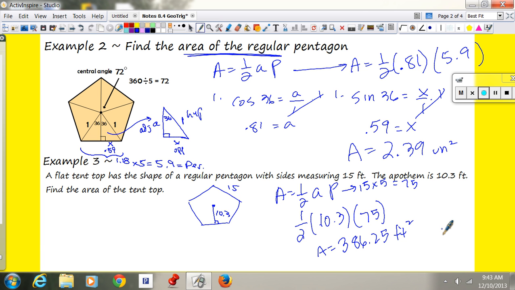So this time they made it a lot easier. They gave us the apothem. They gave us a side so we could find the perimeter quickly. This 15 was a side, you just multiply by 5 to get the perimeter. And they gave you the apothem of 10.3. So you could just plug those straight into your formula, and you have your area of that regular pentagon.